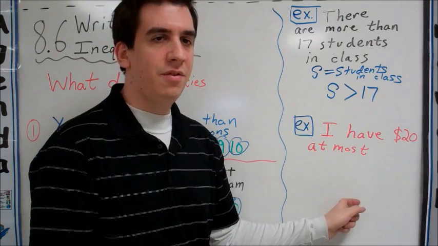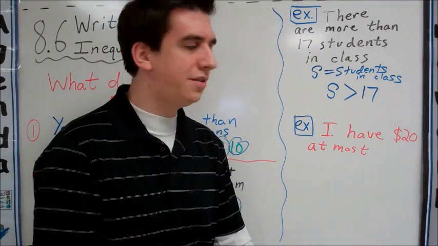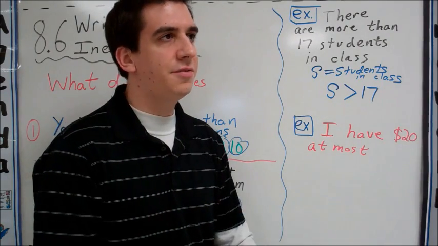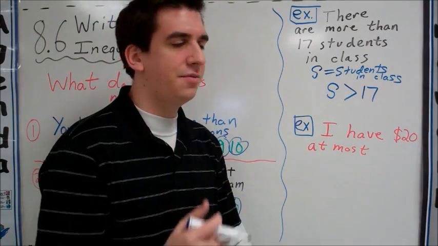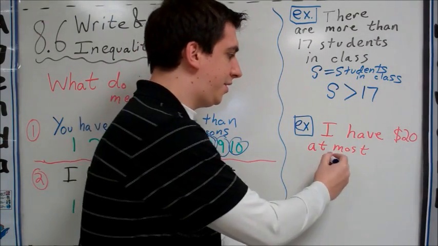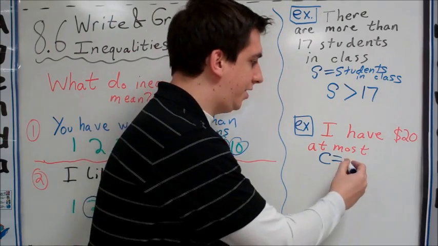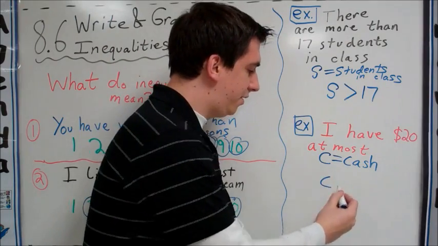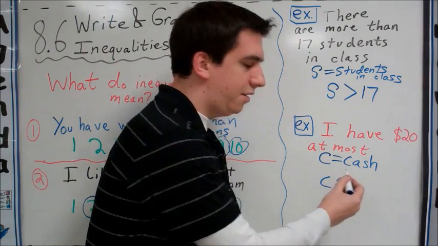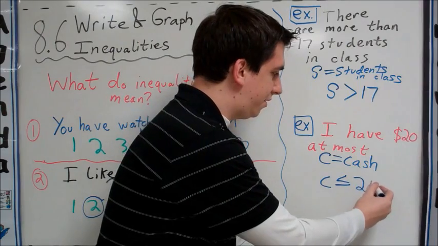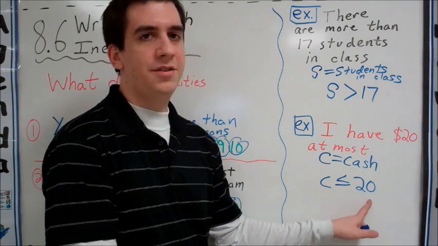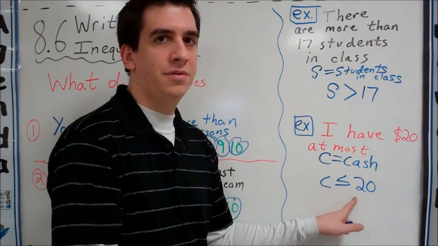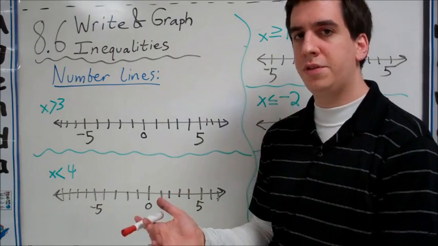In the second example here, where we have to write an inequality from a word sentence, I have $20 at most. That means that I don't have anything higher than $20. So let's have C represent the amount of cash that I have. And we're going to say C is less than or equal to $20. Remember, at most means that I don't go over, and that means we're using the less than or equal to sign.